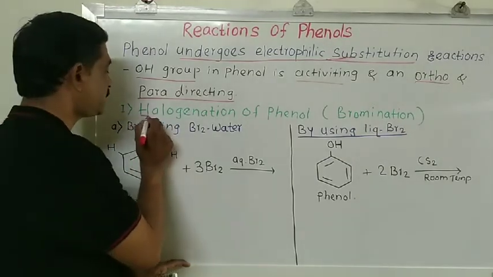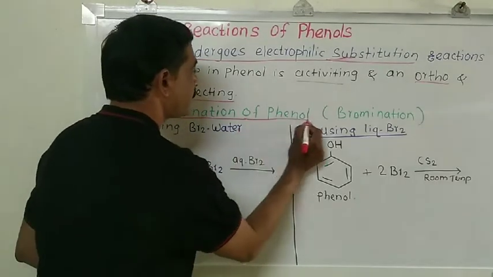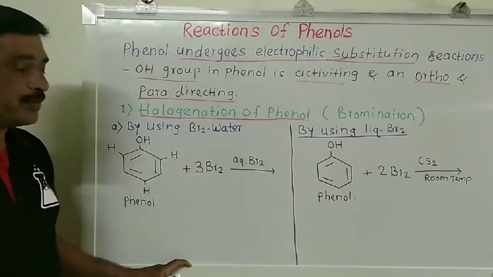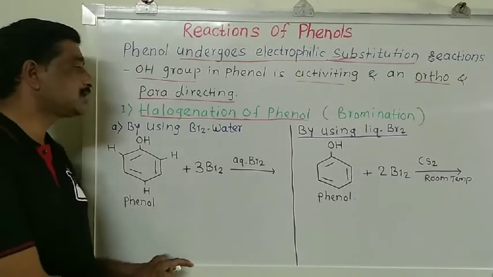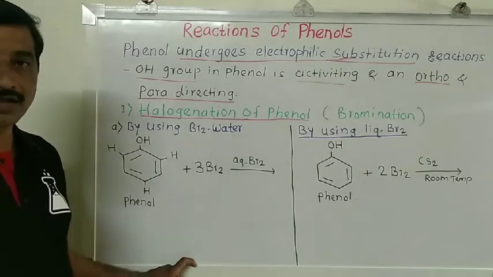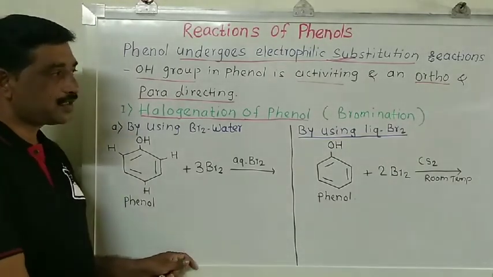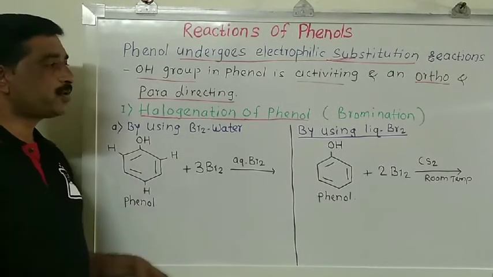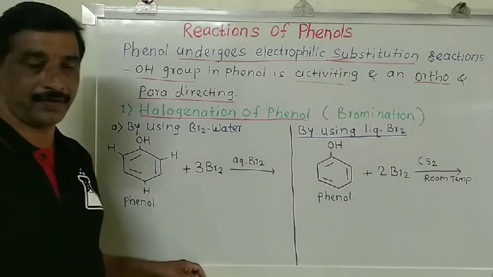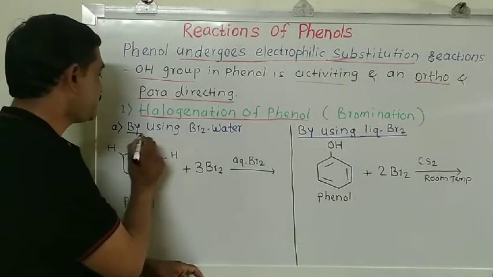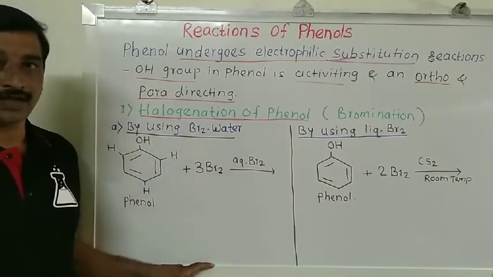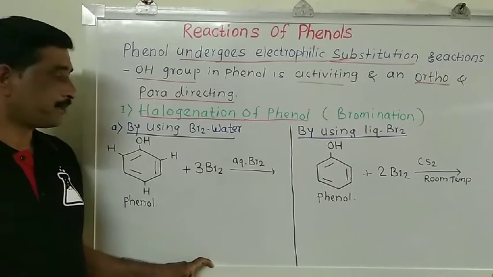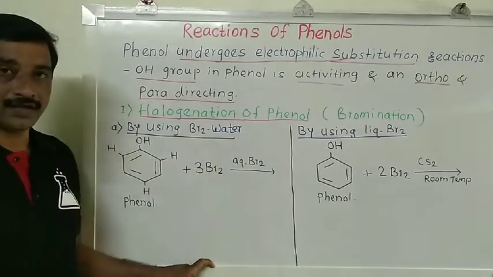So the first chemical reaction we are going to study is halogenation of phenol. When phenols are reacted with bromine or any halogen, such a chemical reaction is known as halogenation of phenols. We are considering the bromination of phenol. Bromination of phenol is carried out in two different ways. The first one is by using bromine water as a reagent, and the second one is by using liquid bromine as a reagent. Bromine water is a strong reagent.